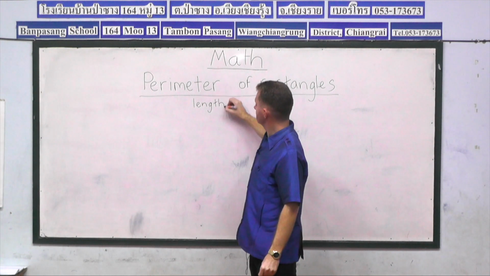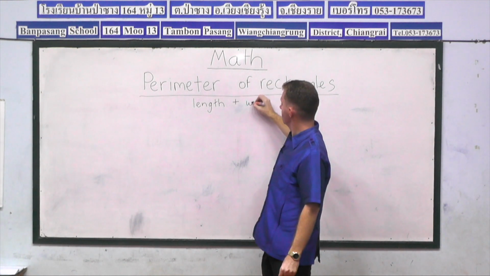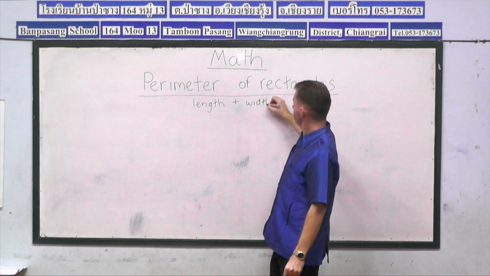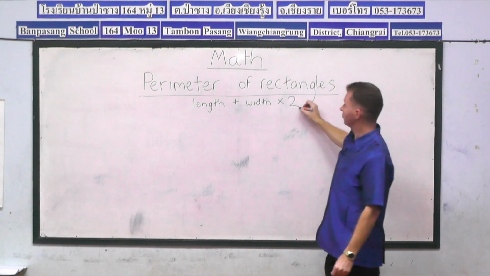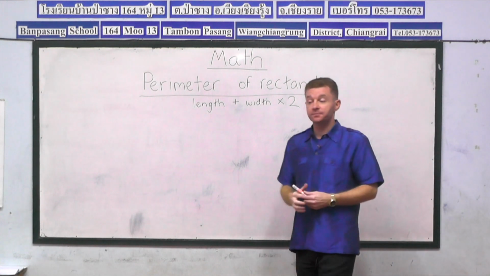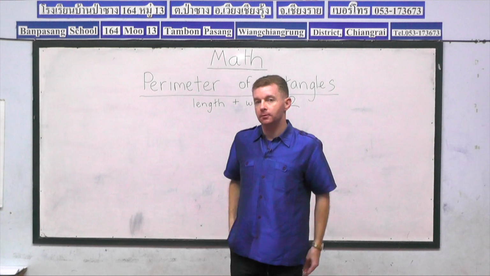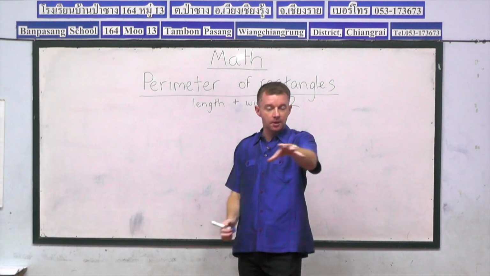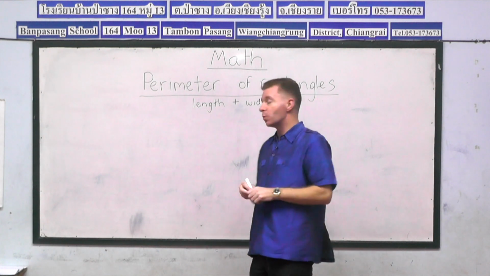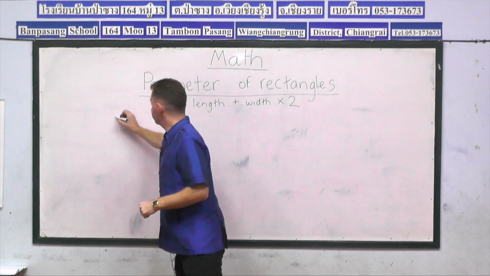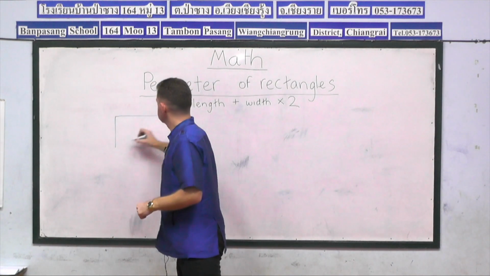And the formula is always length plus width times 2. Okay? And that is always the formula to find out the perimeter. For example, let me do a board demonstration before I ask my students to come and work some out. Let's do a rough diagram of a rectangle.